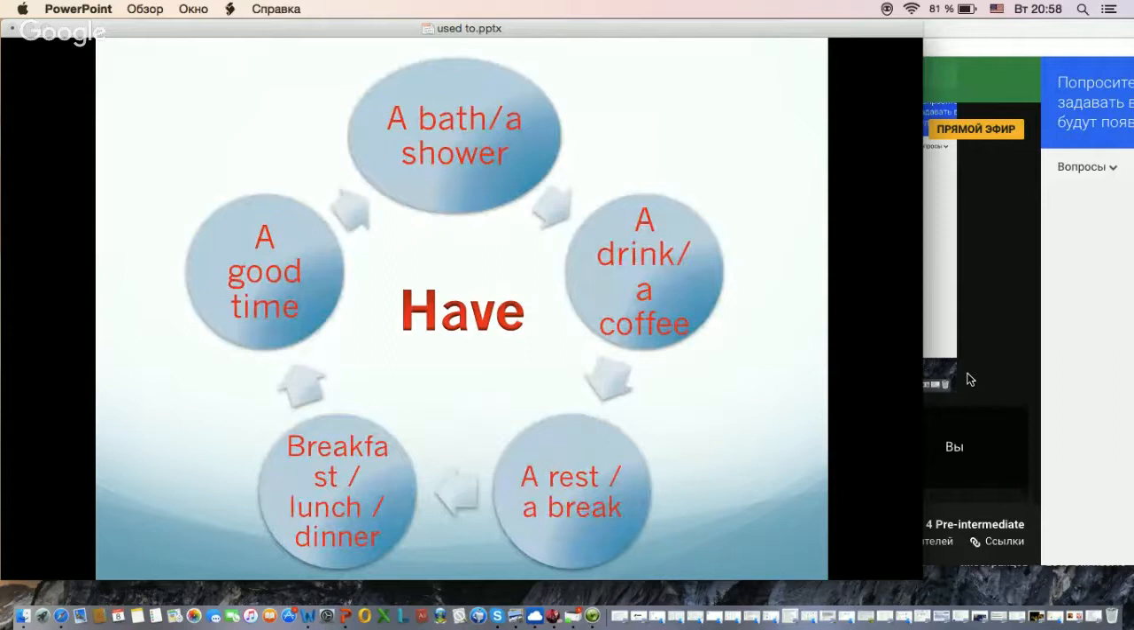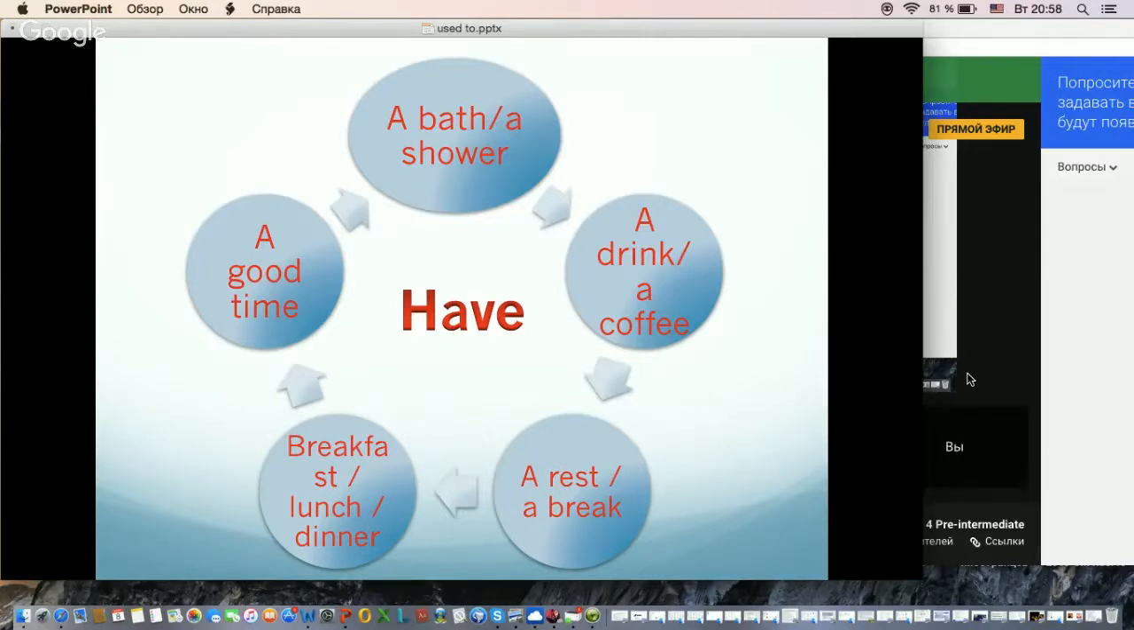Have a bath или have a shower. То есть это не иметь душ и не иметь ванну, это принимать ванну или принимать душ. Следующее. Have a drink or have a coffee. То есть выпить чашечку кофе или выпить что-то.